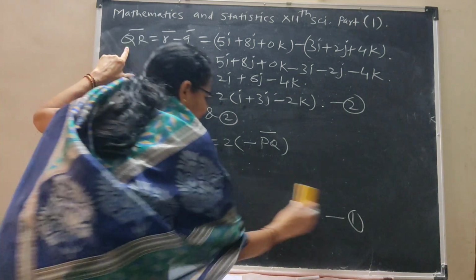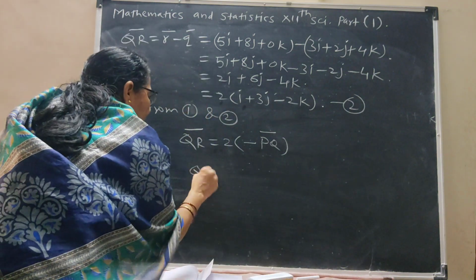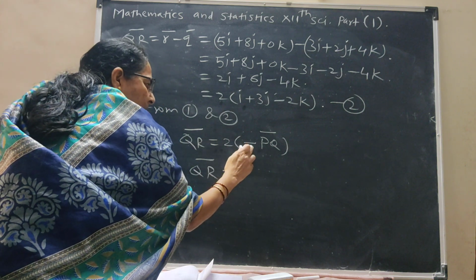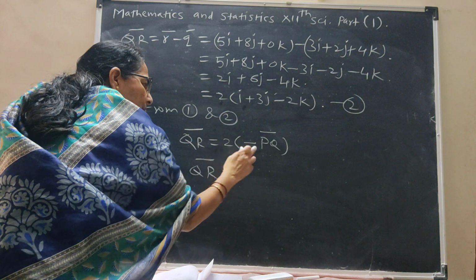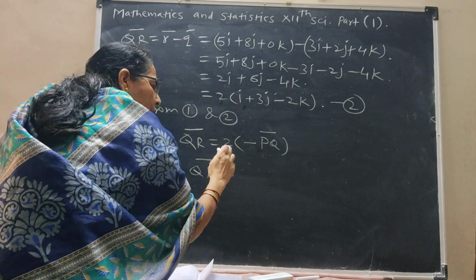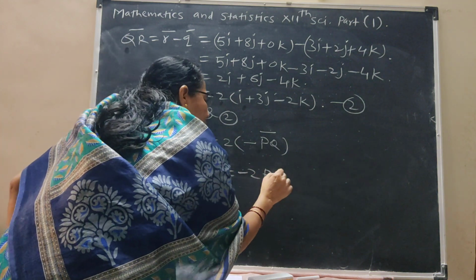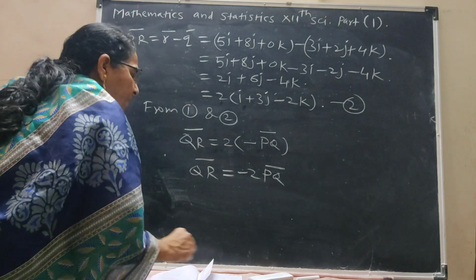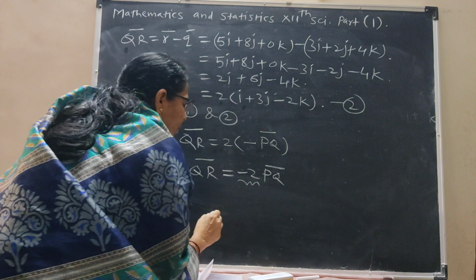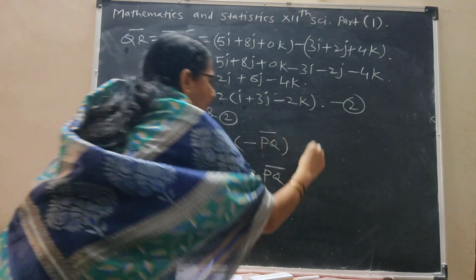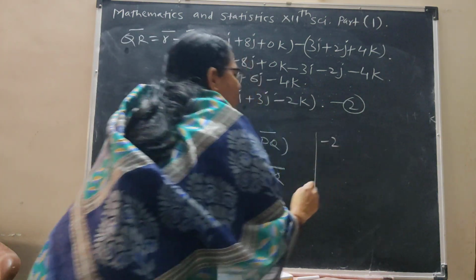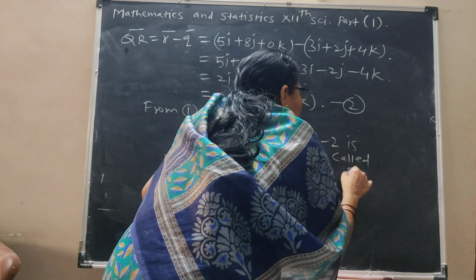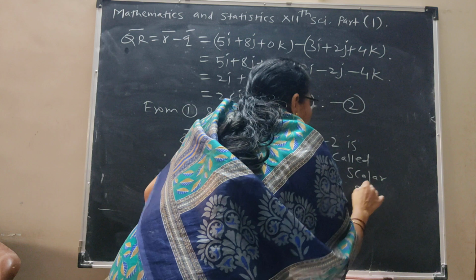Next step: QR bar is equal to minus 2 PQ bar, since minus 1 into 2 is minus 2 PQ bar. Here minus 2 is called scalar multiple.